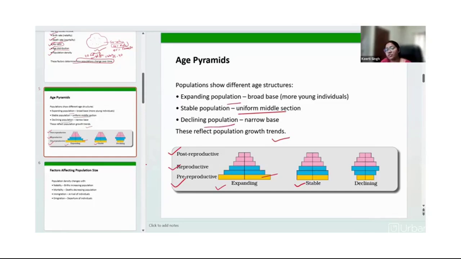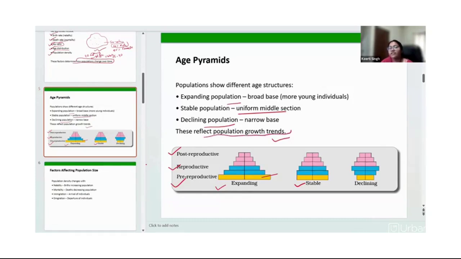When we say declining population, when the pre-reproductive population is decreasing, then the population is declining. If no new individual is going to be born, of course, the young individuals will not reach the pre-reproductive phase, so they will not reach the reproductive phase. So ultimately the post-reproductive population will decline. So these types of age pyramids can reflect the growth trends.